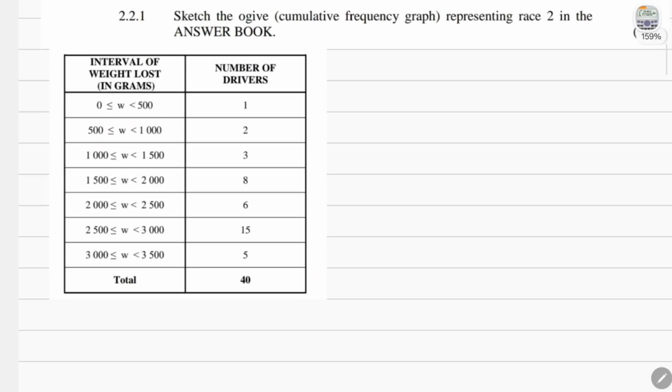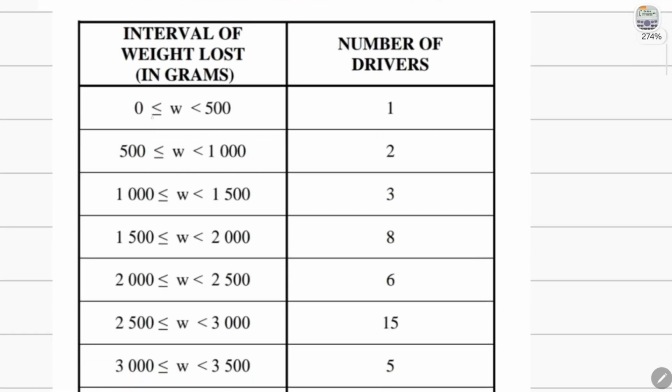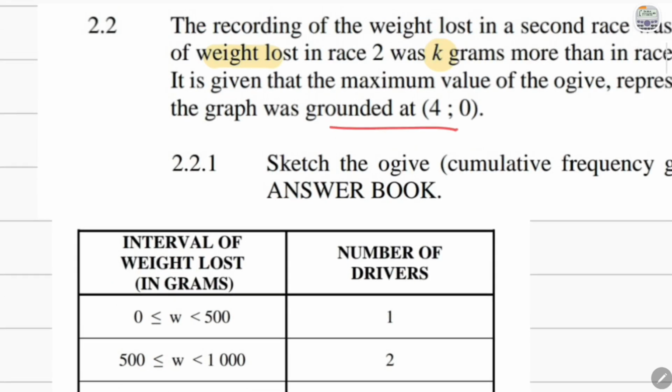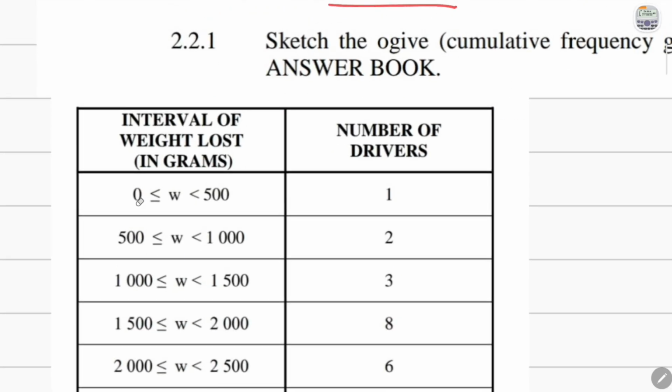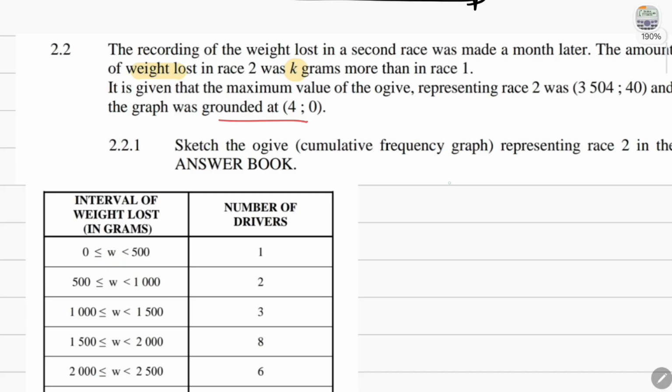So let me take this as it is, just so that we know what we're doing and how we're going to sketch this. With the ogive, we're going to need the cumulative frequency. But this is how our ogive is going to look. Instead of starting at 0, we know it's grounded at 4 and 0. So this is not going to be 0 anymore. This x value, everything increases by 4, all the x values.